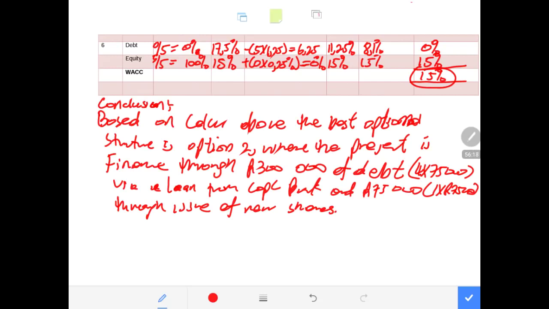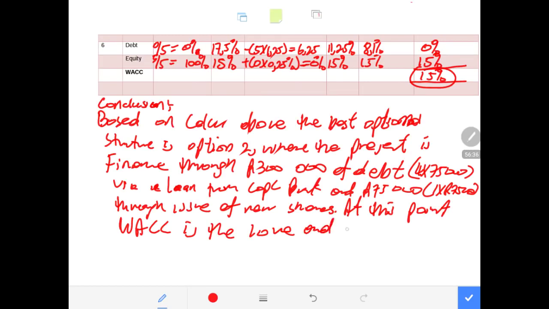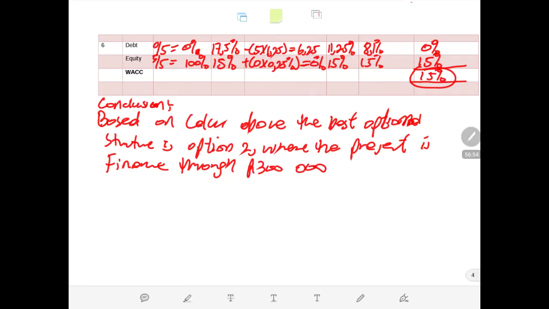At this point, the weighted average cost of capital is the lowest and therefore the most cost efficient. That will be the answer to this question.